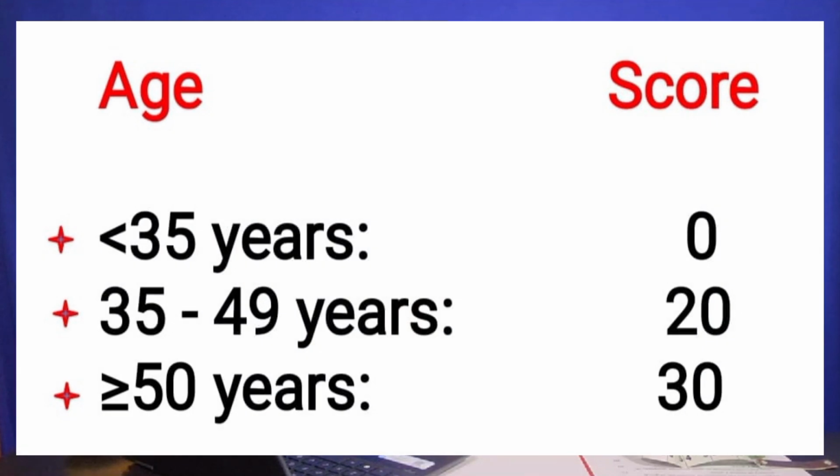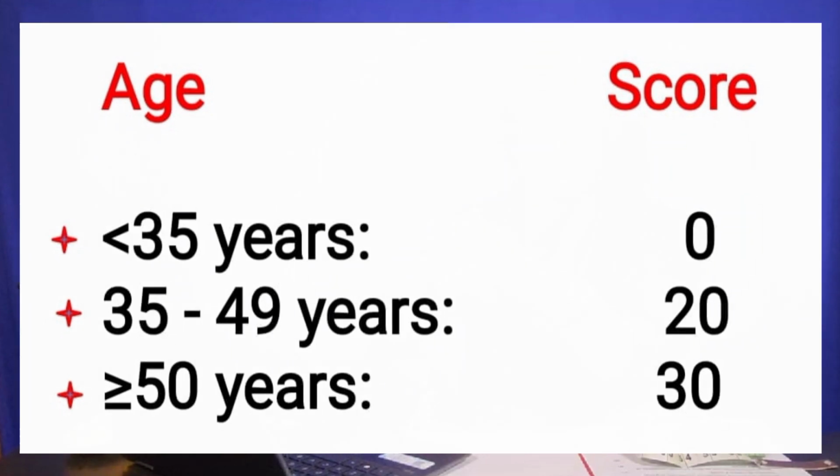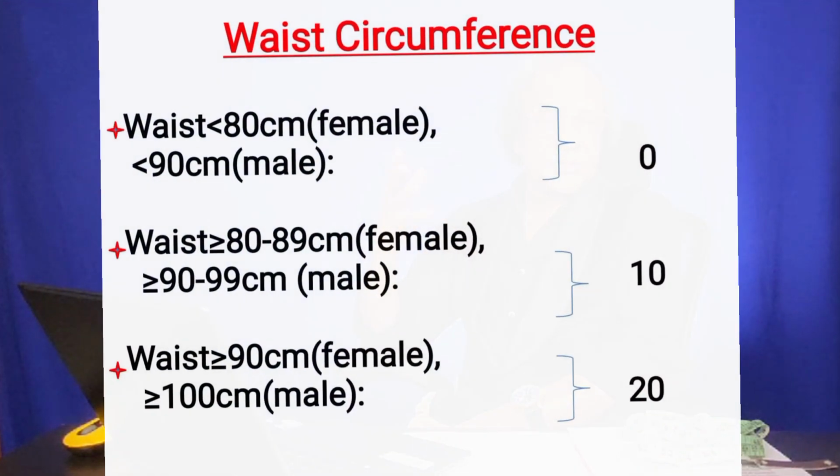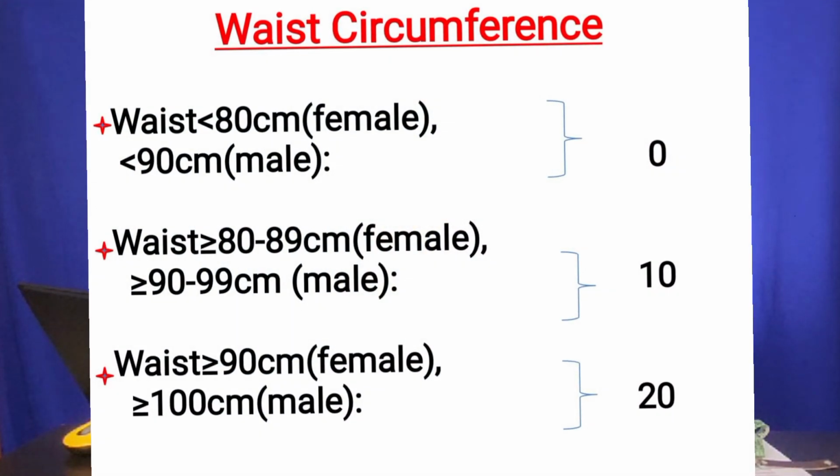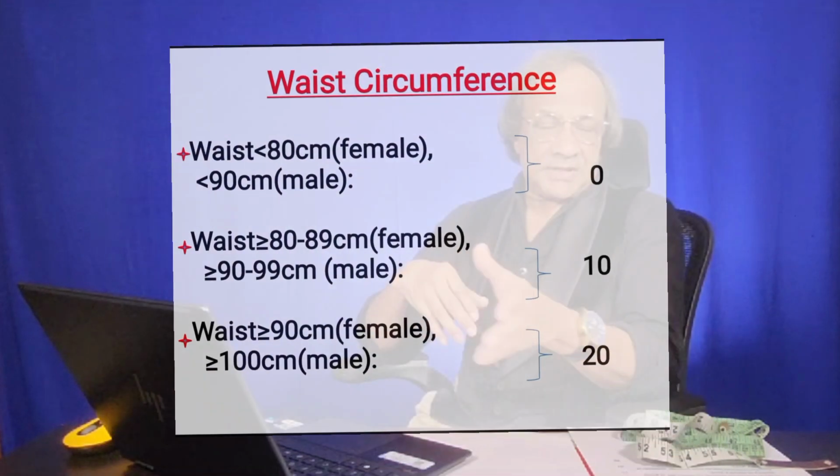Each one has again certain classification. For example, age less than 35, the score is 0. 35 to 49, the score is 20. And more than 50 years, the score is 30. And regarding waist circumference also, for men, it is less than 90 centimeters, and a waist circumference for women should be less than 80 centimeters, which is normal. If a woman or man has got more than 80 centimeters, say for example less than 100, then the score is 10. Or if it is a pretty big waist, then it's around 20 points.